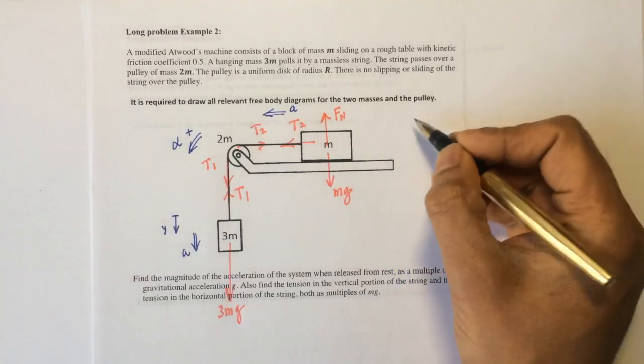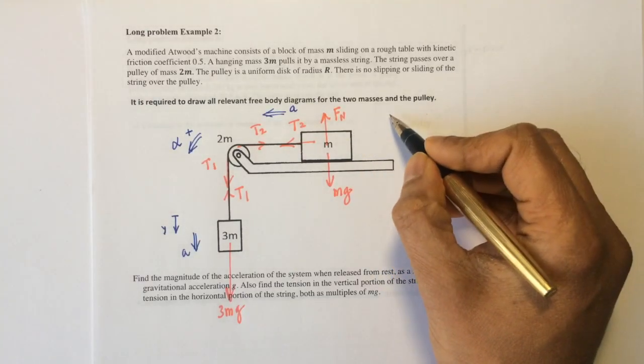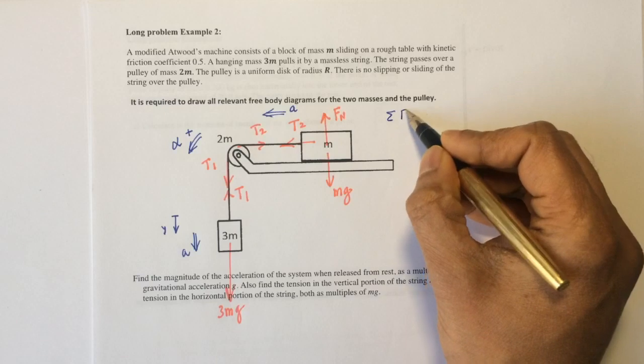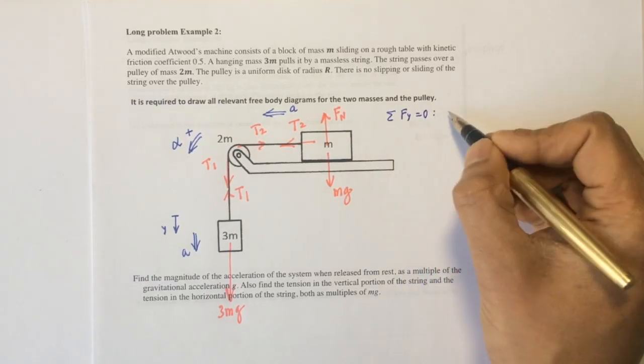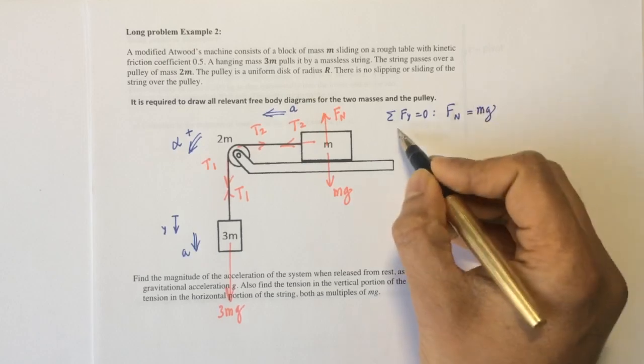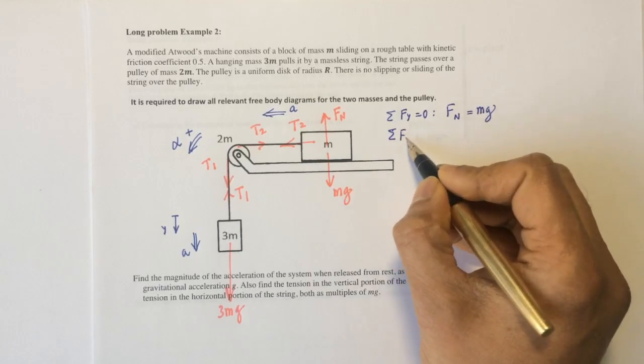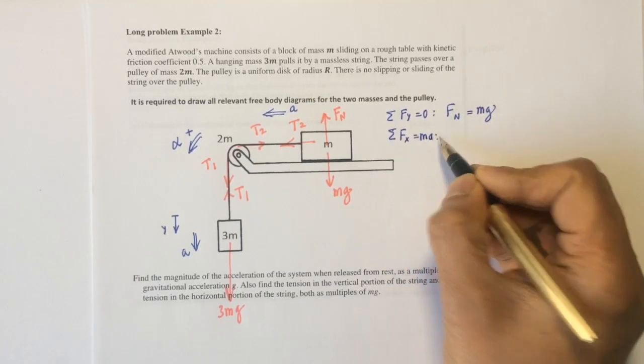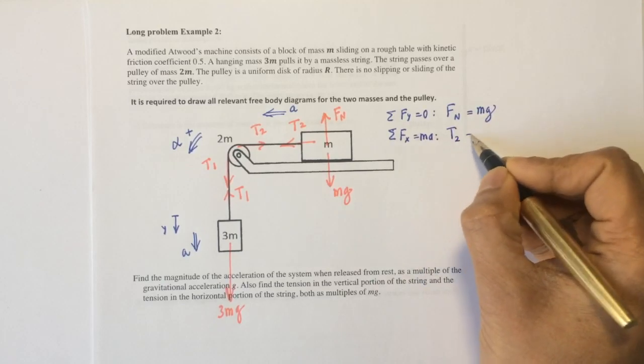For this one, for this mass, if I do the sum of all the forces in the y direction equals 0, I'm going to get Fn equals mg. Then sum of all the forces in the x direction equals ma. I'll get T2 equals ma.